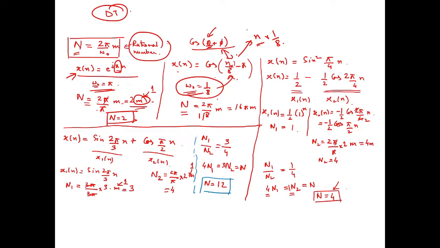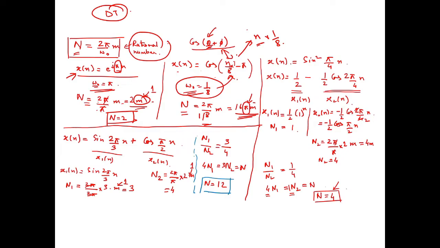Now n equals 2 pi m, it comes from here, divided by what is omega naught? Omega naught is 1 by 8. So we get 16 pi n. Over here, if you see, due to the presence of this pi, this n is not a rational number. And if it is not a rational number, then that means it is not a periodic signal. It is an aperiodic signal.